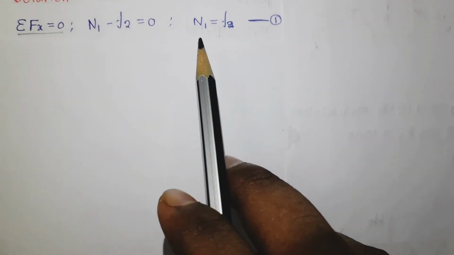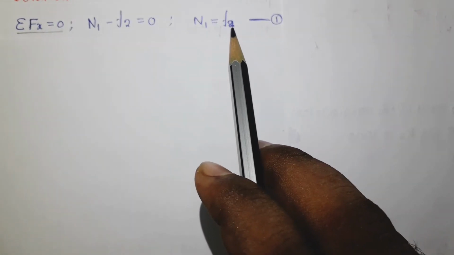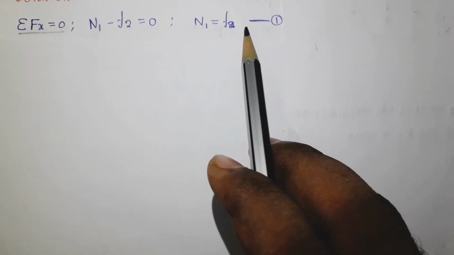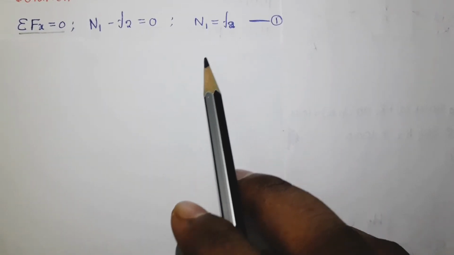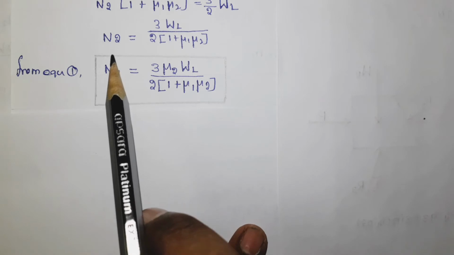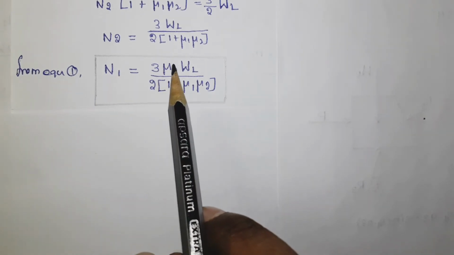Now from equation 1, there is a relationship between N1 and N2. You see here, F2 can be replaced by mu2 into N2. So now there is a relationship between N1 and N2. So from N2, N1 can be found using equation 1 by multiplying by mu2.